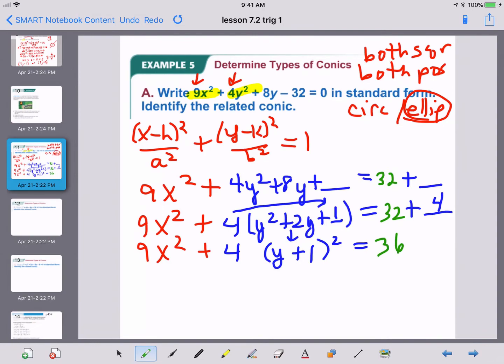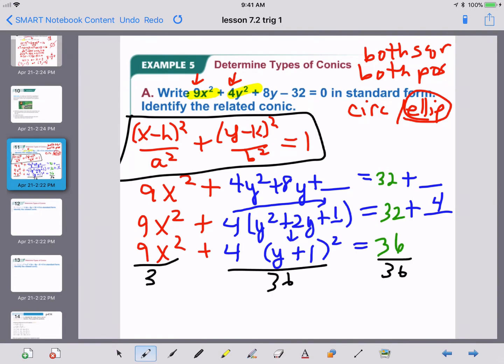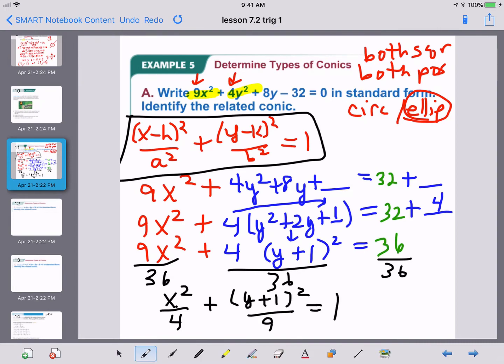Now, the only difference in standard form with what we have and what standard form is that it's got to equal 1, so we're going to divide everything by 36. And then reduce, and then we're ready. So it's x squared over 4 plus y plus 1 squared over 9 equals 1. So what do we know about this ellipse? We know the center is at 0, negative 1. In the x direction, we're going to go plus or minus 2 because under the x is a 4, square root that get 2. In the y direction, I'm going to go plus or minus 3 if I were to graph it.